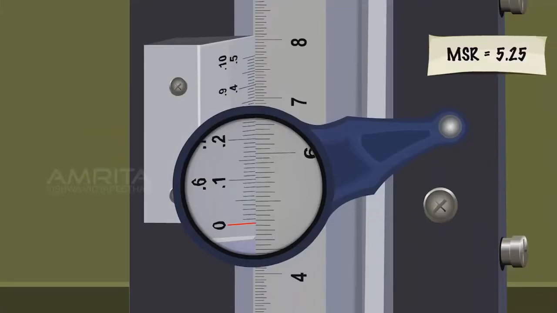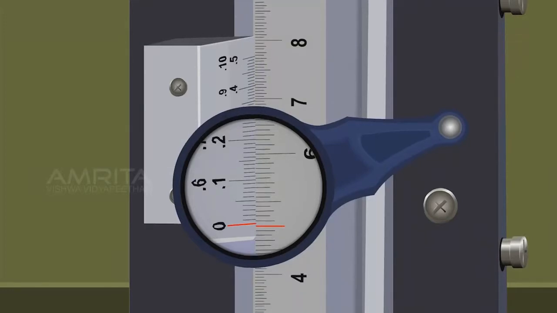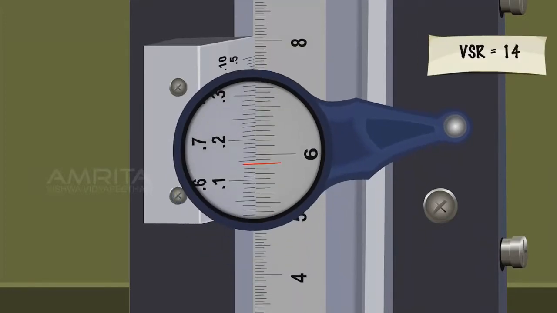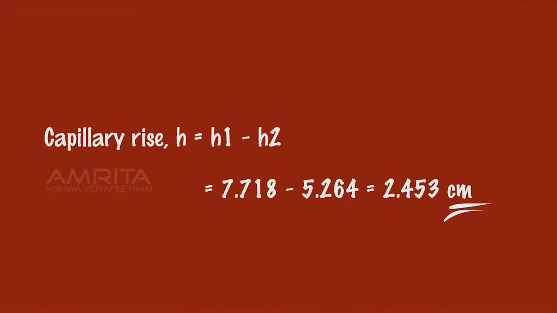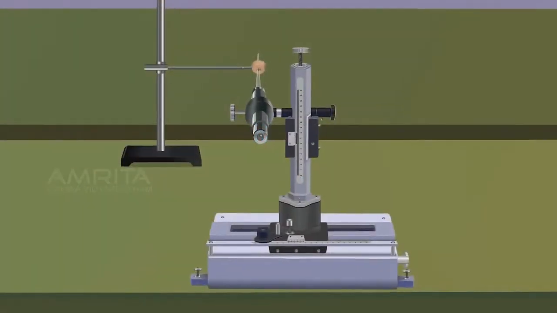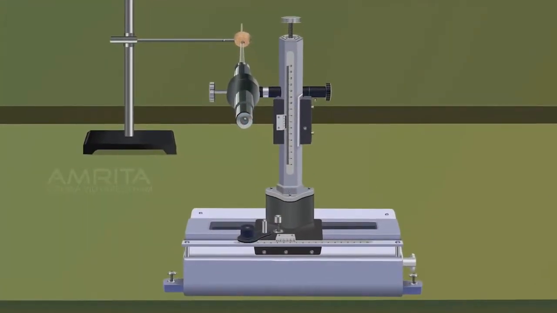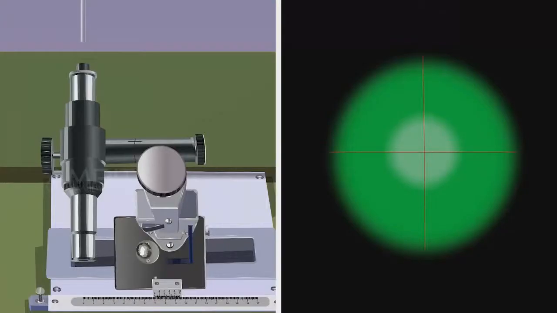Note down the main scale reading and vernier scale reading. Calculate H2 using main scale reading and vernier scale reading. Calculate the capillary rise H using H1 and H2. Place the capillary tube horizontally on the adjustable stand and place the microscope in front of the capillary tube.